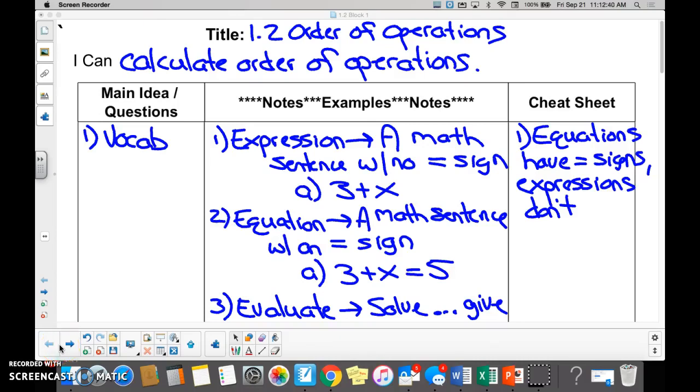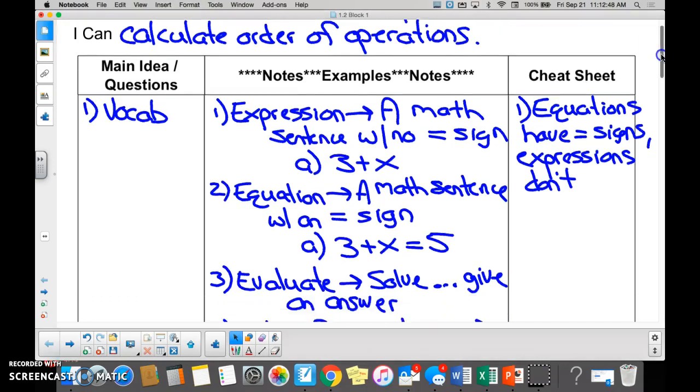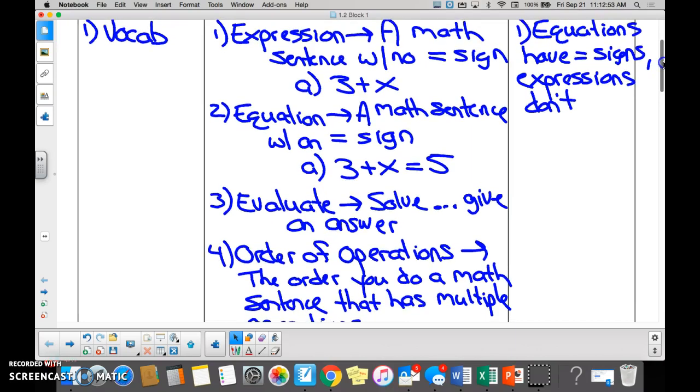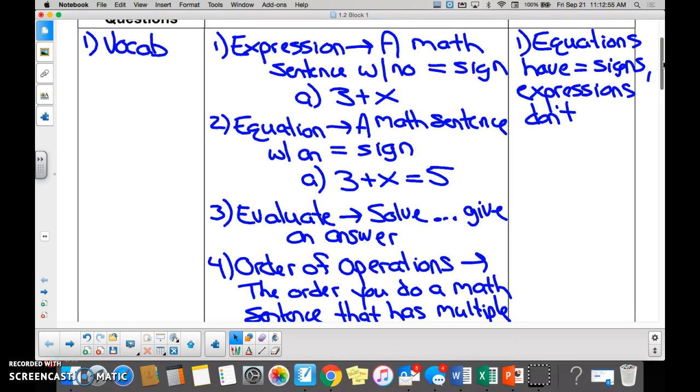I can calculate order of operations. Thank you, Kai. Do all of you think you can calculate order of operations at this point? Yes. Wonderful. All right, so there are 4 vocab words we hit. The big thing we need to talk about is that expressions and equations have different meanings, yes or no?